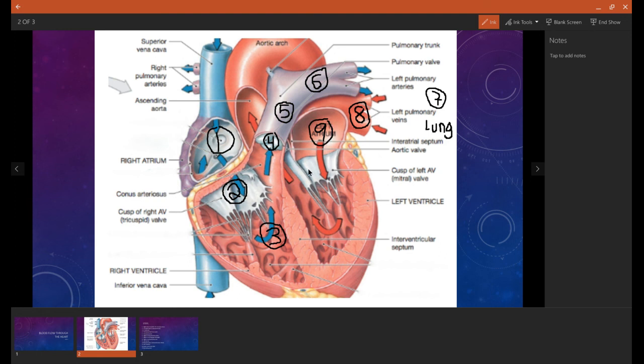Now, after left atrium, we're going through another valve, which is going to be the mitral valve, or also called the bicuspid valve. So that would be number 10. Then we're going to hit another chamber down here. And at this point, we're hitting our left ventricle. So that will be 11.